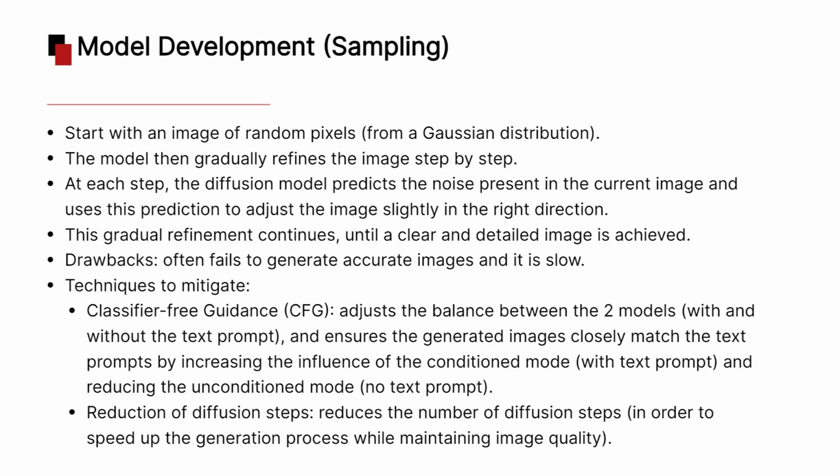At each step, the diffusion model predicts the noise present in the current image. Using this prediction, the model makes slight adjustments to reduce the noise and gradually transform the image toward a coherent, realistic output that aligns with the text prompt. This iterative process continues for many steps until a final, high-quality image emerges.